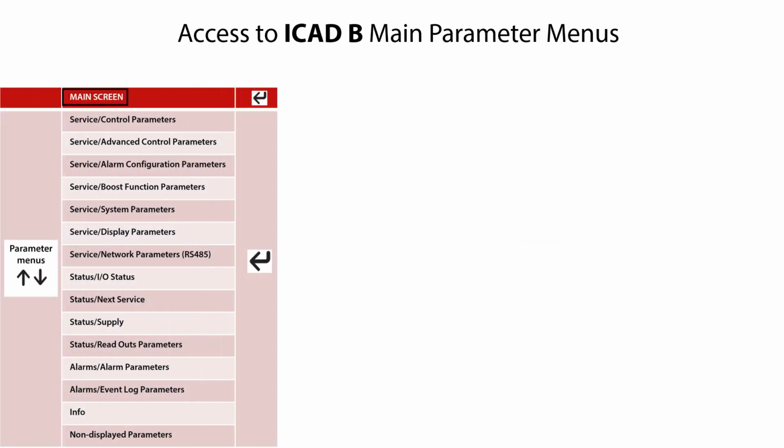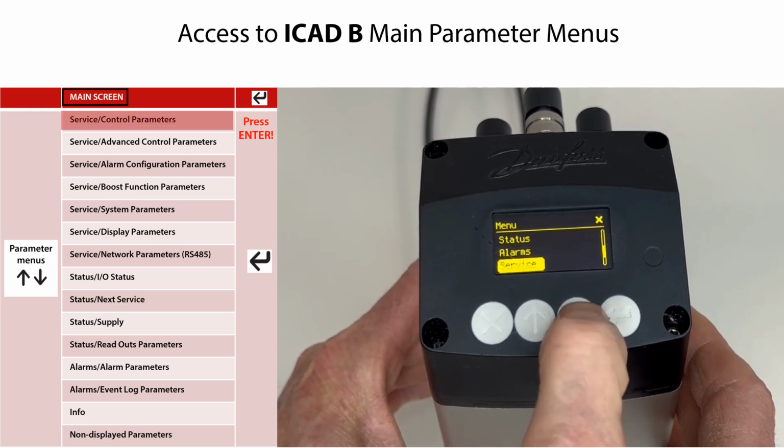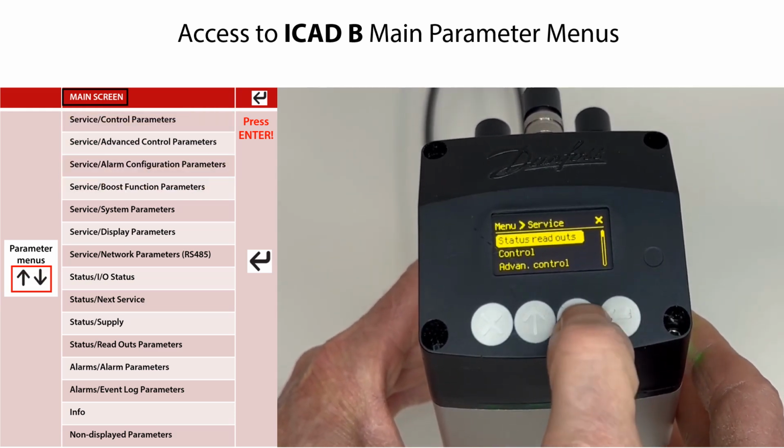From the main screen, you can access the main parameter menus by pressing the Enter key. You can then navigate through the different main parameter menus by using the arrow down and arrow up keys as illustrated and seen here.